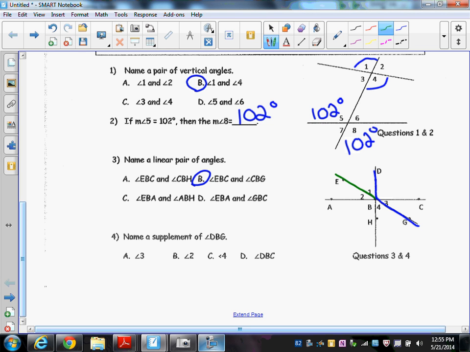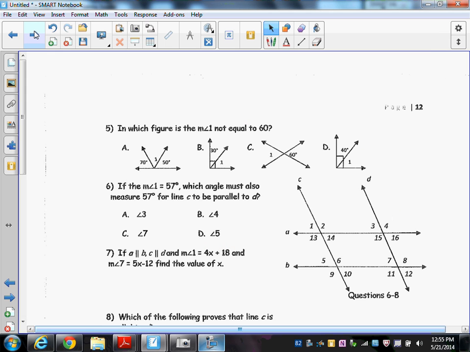Since that's not one of my multiple choice answers, I have to keep going. The correct answer is going to be angle 4. So angle 4 forms a linear pair with angle DBG. Let's move on to the second page.